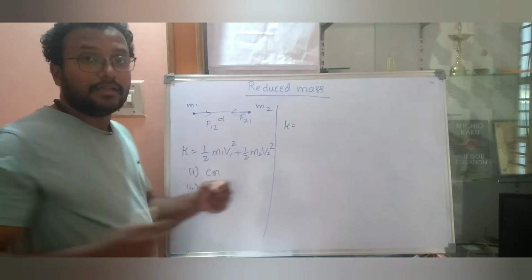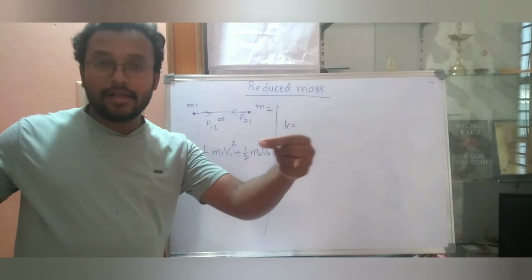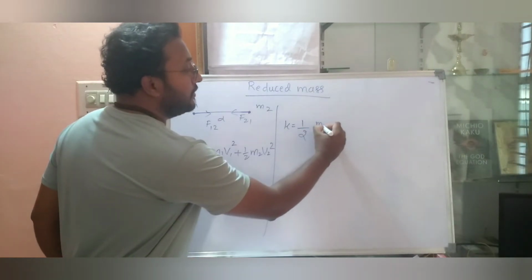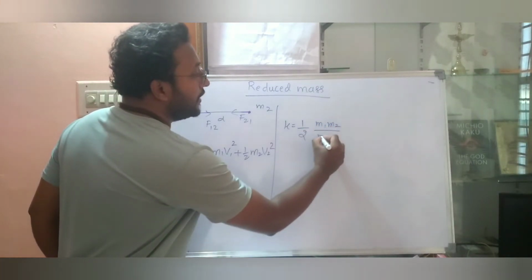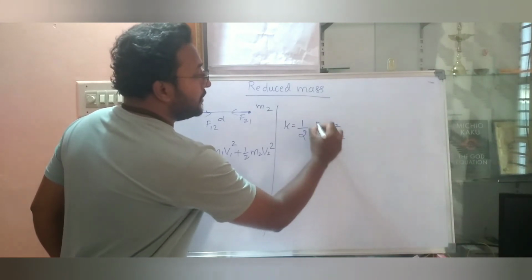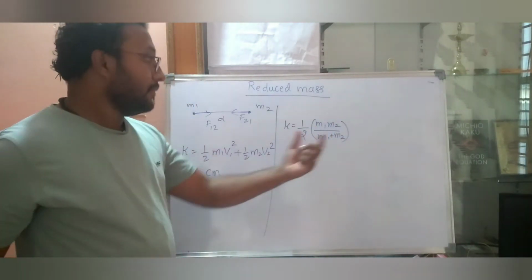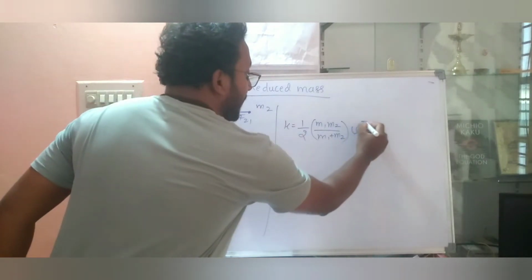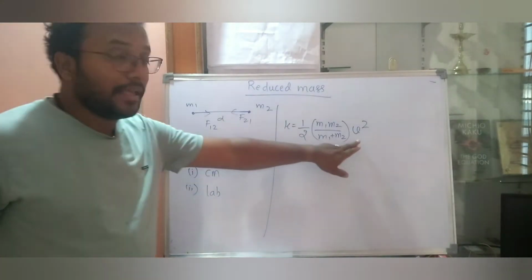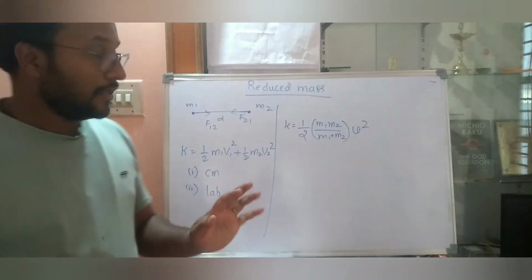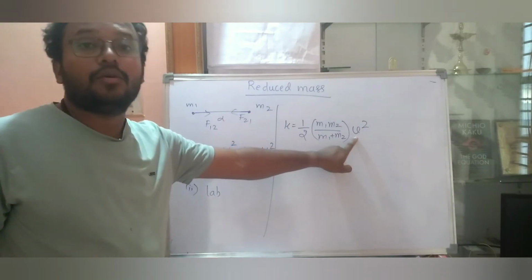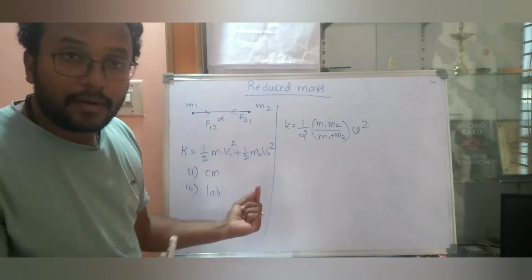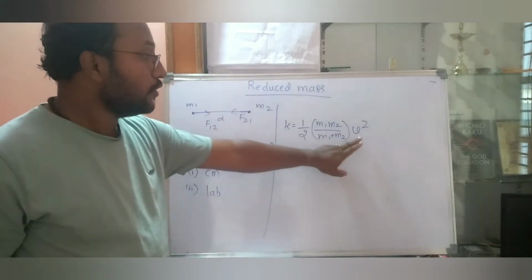The system of two particles, they are attracting each other and approaching each other. The total kinetic energy can be written as half m1 m2 divided by m1 plus m2, I will keep this quantity inside the bracket, multiplied by v square. So what is this v? The velocity of which particle? That's very simple. This v is the relative velocity or the relative speed of one particle with respect to the other particle.